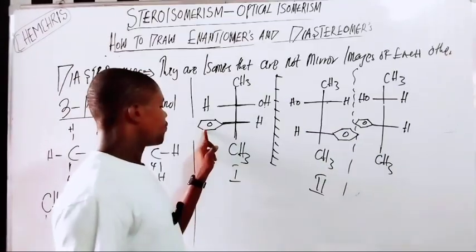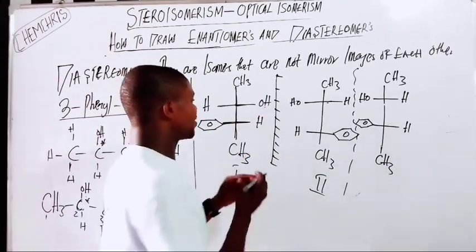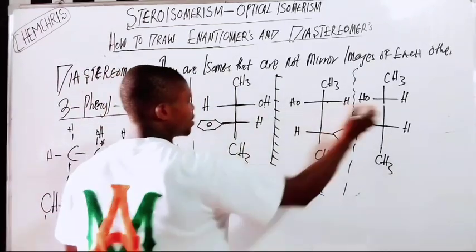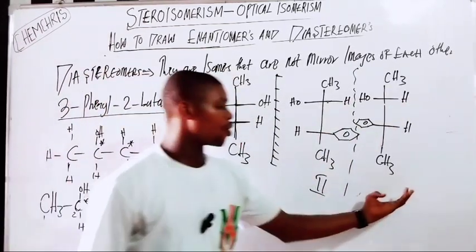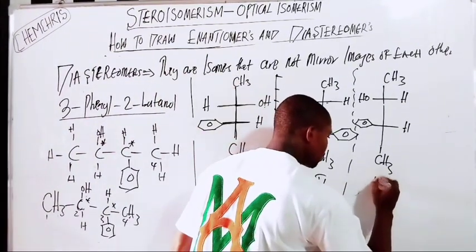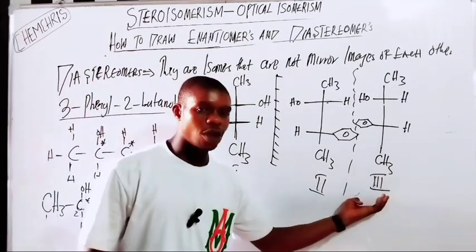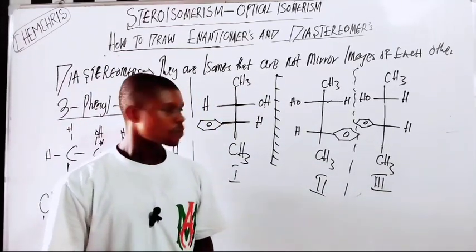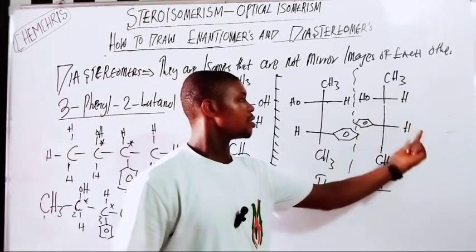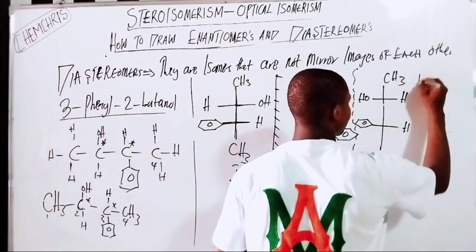Here we have CH3, phenyl, hydrogen, and hydrogen. But guess what? This one is at the right, but here it is to the left. Hydrogen is on the left, but here it is on the right. Do you understand? So you have got the third stereoisomer on that one here. To get the last one is very easy. Just draw the mirror image of this guy.